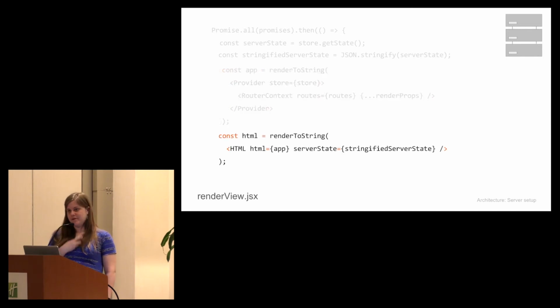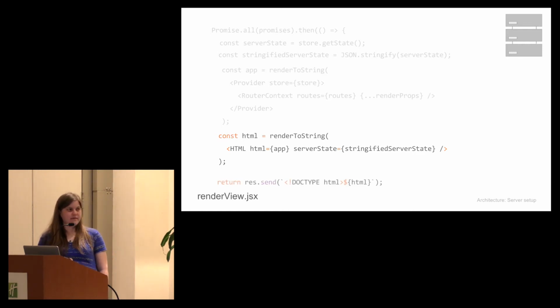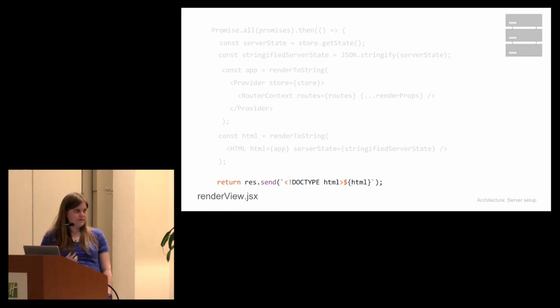But we need one more step, because if we just sent that to the browser it would be like, this is not valid HTML because it doesn't have a head and a body, and I don't know how to parse this. So you can do this a bunch of different ways, but the way I've done it here is to make another React component and just take those outputted pieces and the server state and render them into an HTML React component. And then we send that down to the browser.